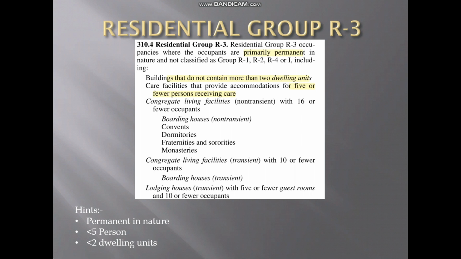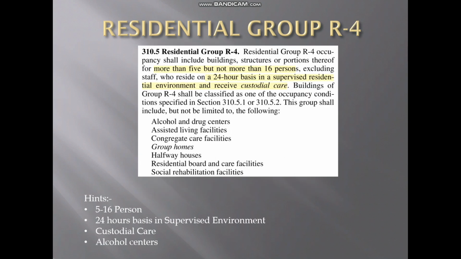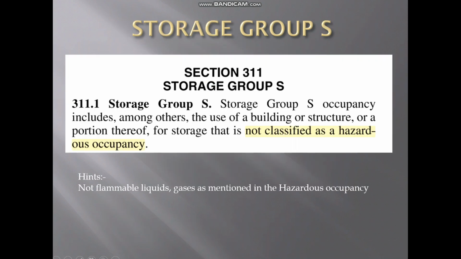And the next one is R4. In R4, the number of people varies from 5 to 16, on a 24-hour basis in a supervised residential environment, and they receive custodial care. For example, an alcohol or drug center, with 5 to 16 people on a 24-hour basis in custodial care. These are the things that come under R4.